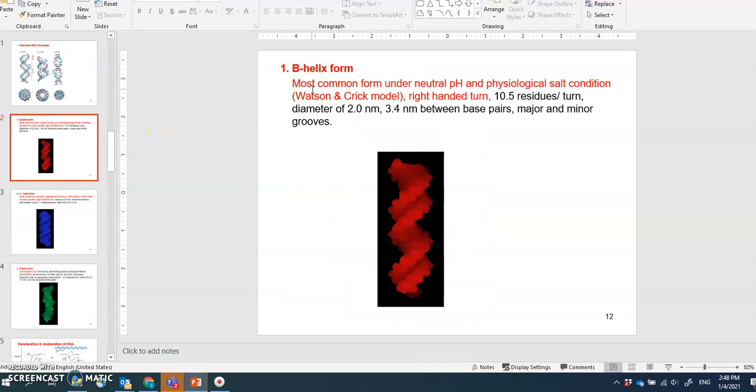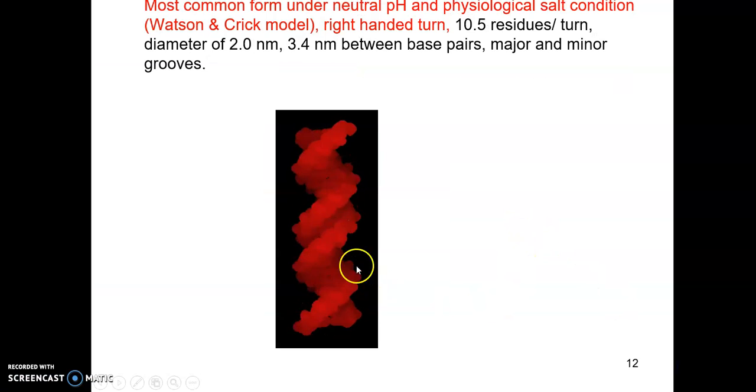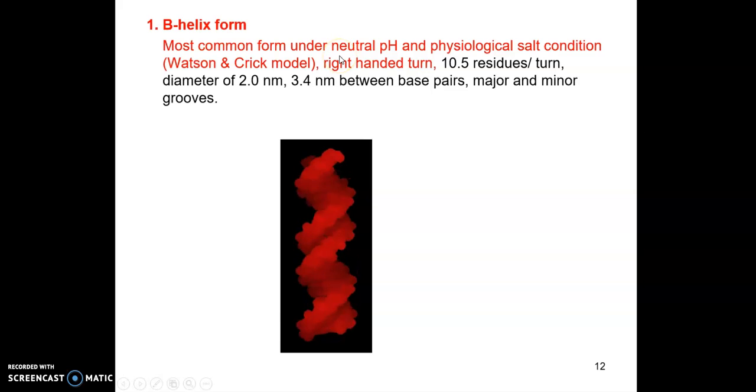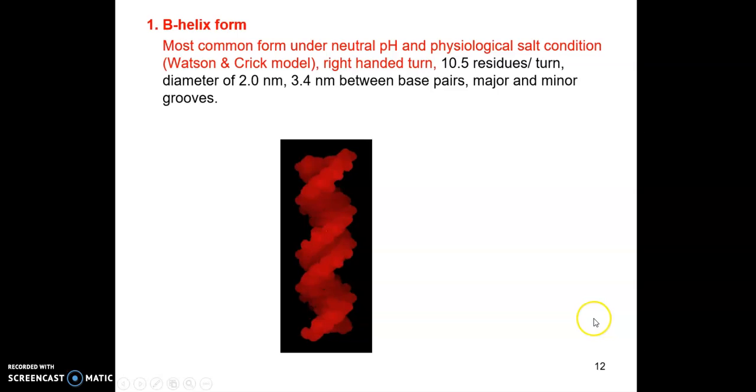So B form, the B helix form, is the normal or regular DNA helical structure. So it's rotating around, right? That's the form we are familiar with. So this is the B form. It's the most common DNA form, normally found under neutral pH, around 7, or your physiological pH found in the living cell, and under the physiological salt condition. This is a typical Watson and Crick model, the major and minor groove rotating around, right? This is a right-handed turn. One turn takes about 10.5 residues, and the diameter is about 2 nanometers. 3.4 nanometers is the rise between the base pairs. Okay, a major groove is found. So that's a typical DNA structure.